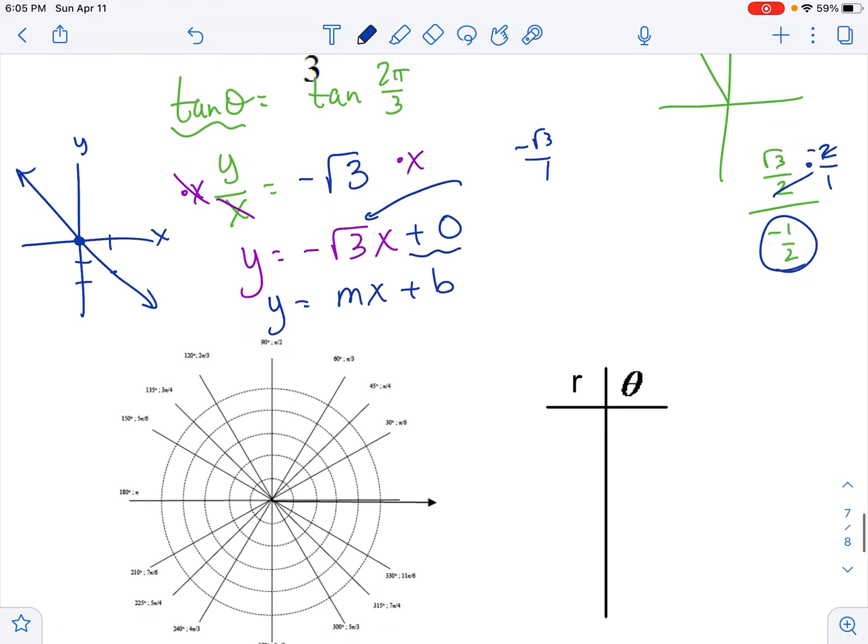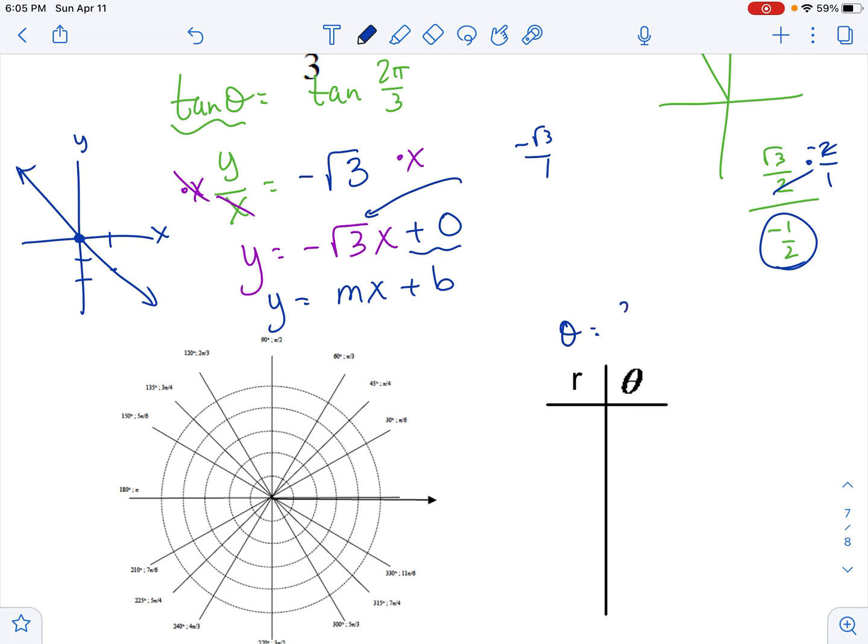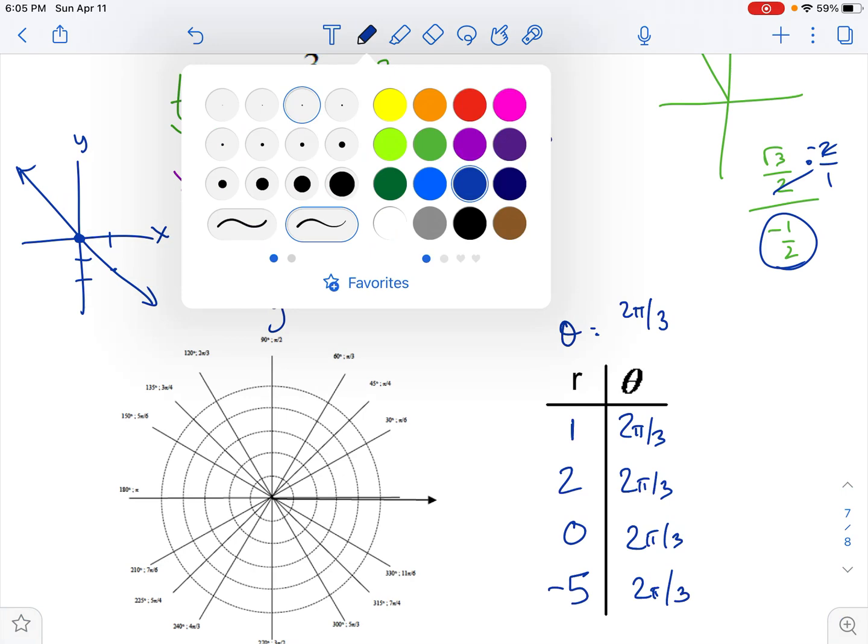Okay, so the interesting thing is that if we plug in points for this, my equation is theta equals 2 pi over 3. So just like when our equation was r equals 4, all of the r values have to be 4, here all of my thetas always have to be 2 pi over 3. It doesn't matter what the r value is. I can start with an r value of 1, go to an r value of 2, I can do an r value of 0, I can do an r value of negative 5 if I want. I can plug in any values for r, but the theta value always has to be 2 pi over 3.